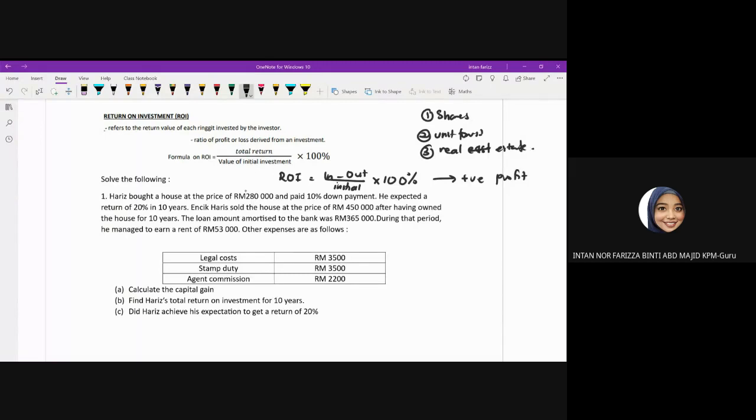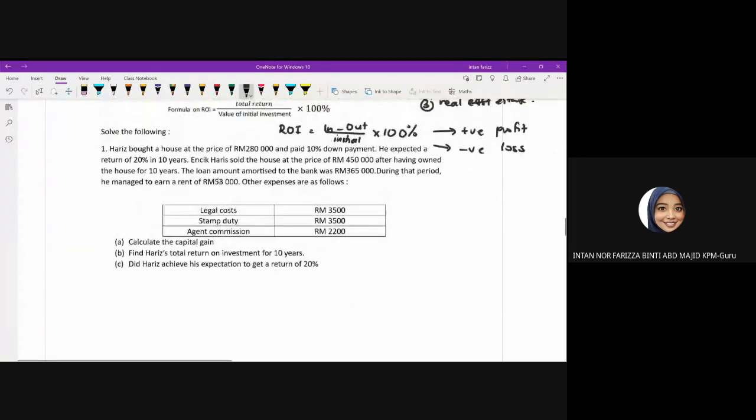Okay, so after you have calculated and you get a negative value, that means you rugi. Okay, loss lah. All right, so now let's look at the first one. Okay, question number one. Haris bought a house. The price of the house is 280,000 and he paid 10% down payment. So if you see the word down payment or deposit, it has the same meaning. Okay, that means you pay in advance lah.